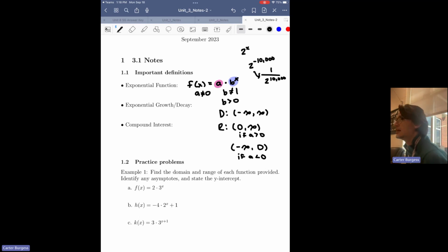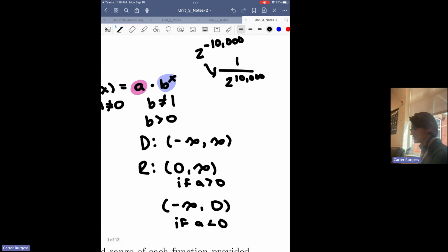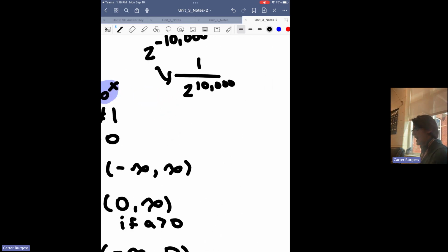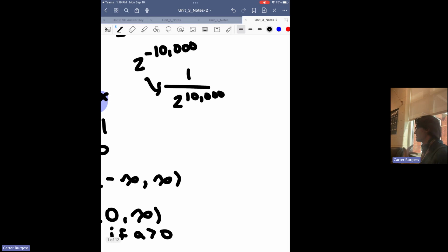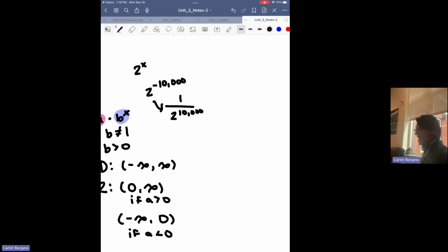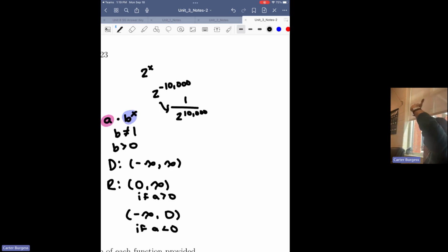Quick thing to note, we are getting really, really close to 0, but we're not actually ever touching 0. So again, think about plugging in negative 10,000 for my x. I would get 1 over a really, really big number. That's going to approach 0, but it's not ever going to actually equal 0. It just gets really, really close. And in the other direction, 2 to a massive number is going to become really, really large.